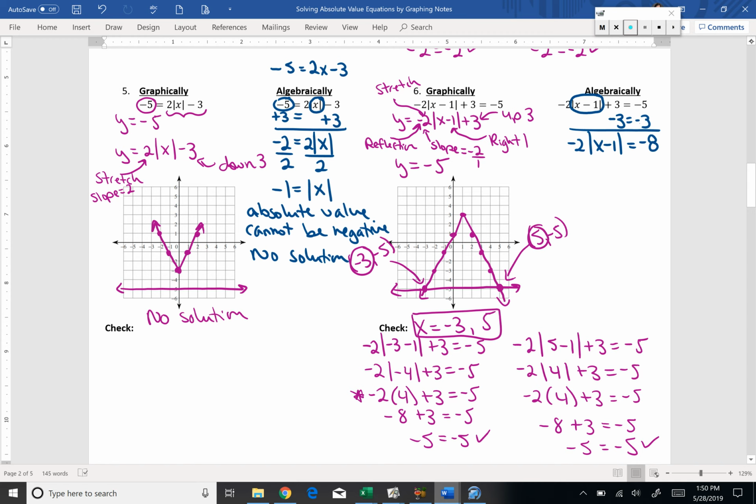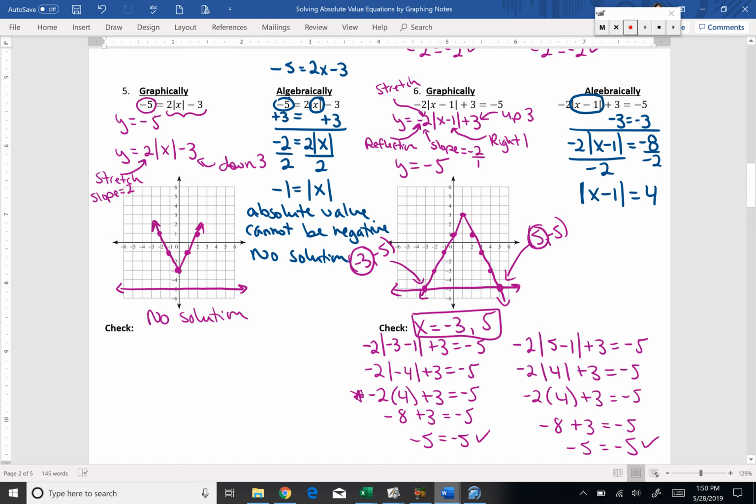Last but not least, I know that -2 is sitting in front of those bars. It's really tempting to distribute that, but we can't. Absolute value bars are not parentheses. So to undo that multiplication, since it's right next to those bars, we divide. So the absolute value is still there. I have not found the absolute value yet. All I've done is gotten it by itself so I can solve.